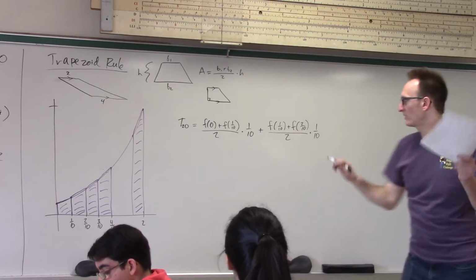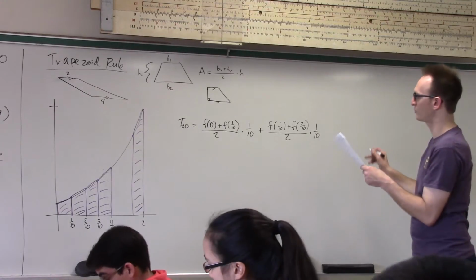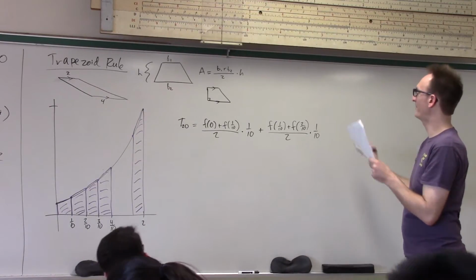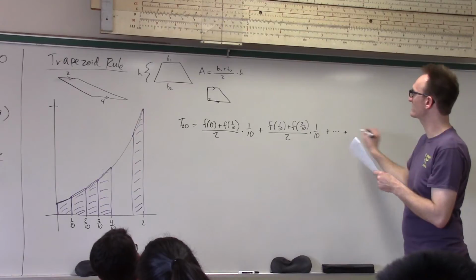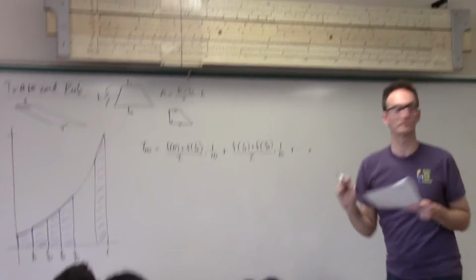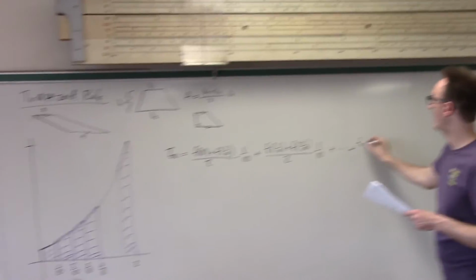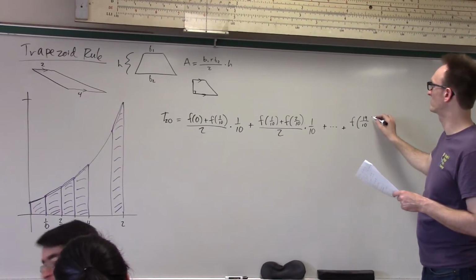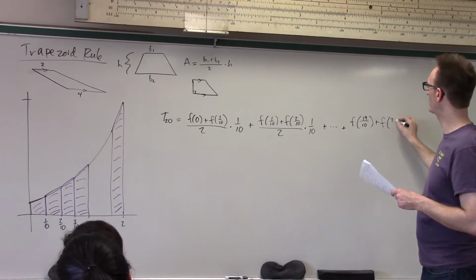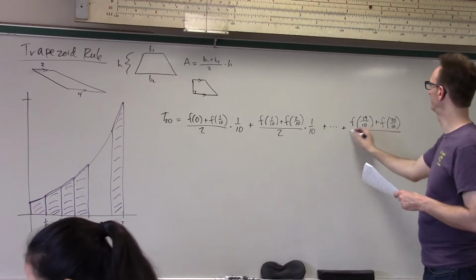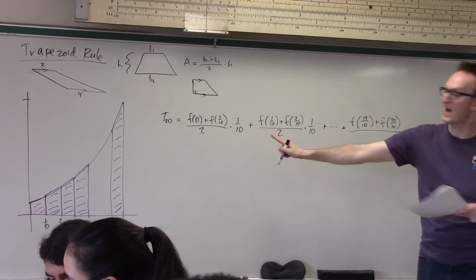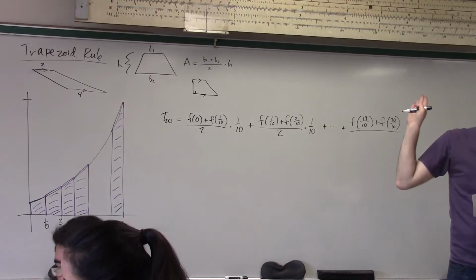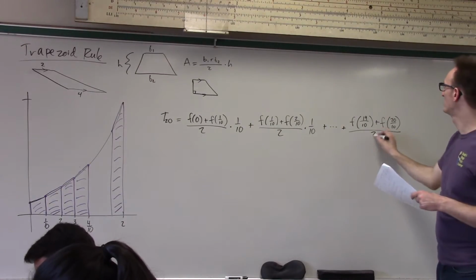And then, can I just throw in some dots? What's the last one going to be? f of 19/10 plus f of 20/10, over 2, times 1/10. Because you get the last one, right? You have to think about 2 times 10.